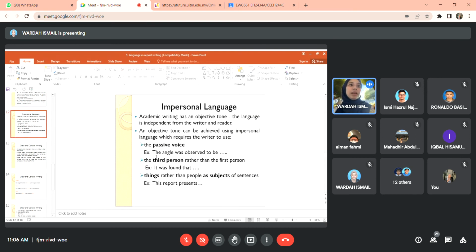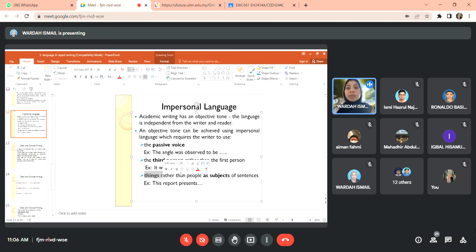Impersonal language. Okay. You can use passive voice ataupun you can use third person. Third person meaning that it was found that. You guna perkataan it. Macam you nak kata perkara ini telah dijumpai oleh, perkara ini telah dijumpai dot. So it's like you're saying bukan you ataupun bukan dia, tapi secara umumnya telah dijumpai dot. That is third person. Okay. Things rather than people as subjects. Gunakan benda sebagai subjek. Jangan gunakan orang.